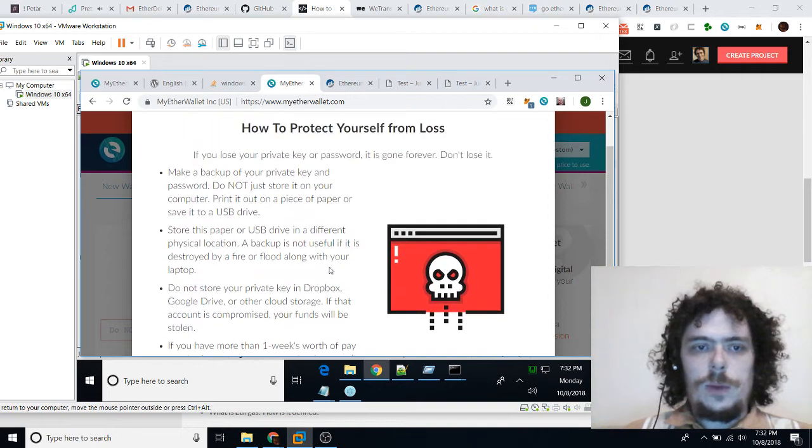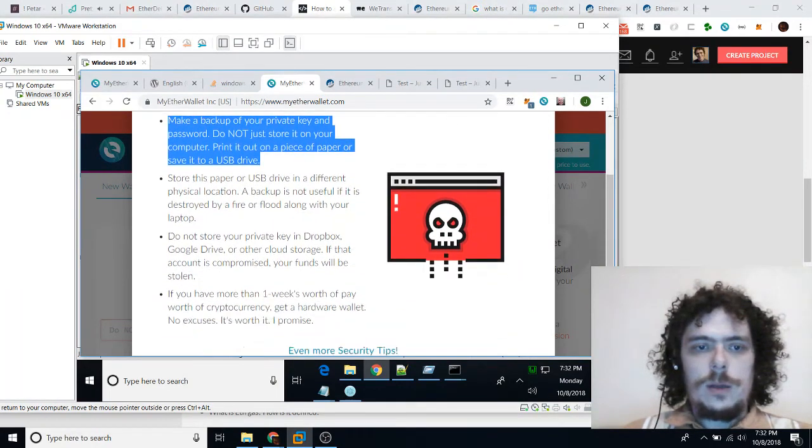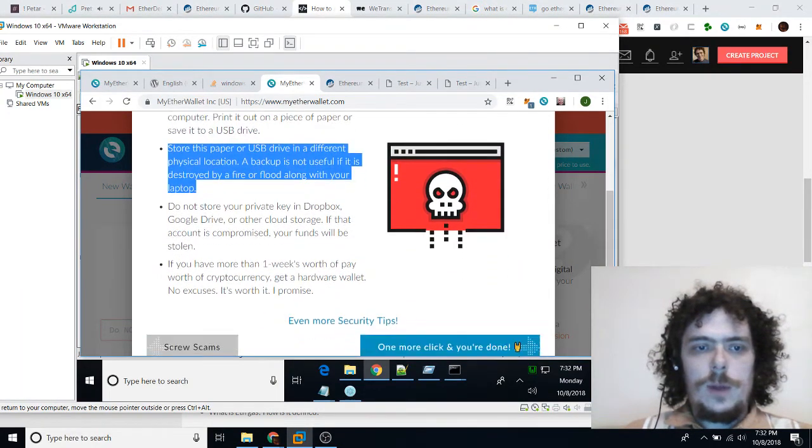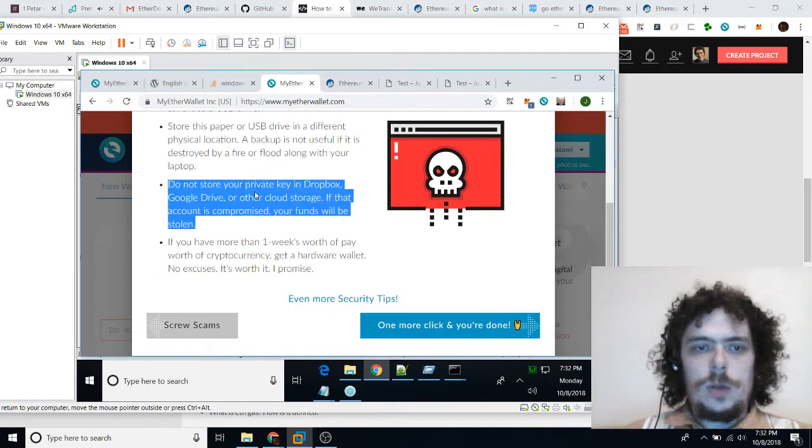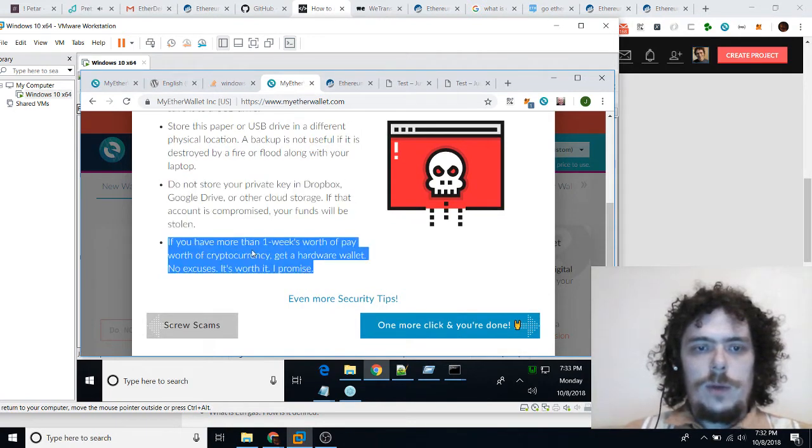How to protect yourself from loss. Make a backup of your private key. Store this paper or USB drive backup. Do not store your private key in Dropbox, Google Drive, or anywhere else. If you have any more than one week's worth of cryptocurrency, get a hardware wallet. No excuses. It was worth it.